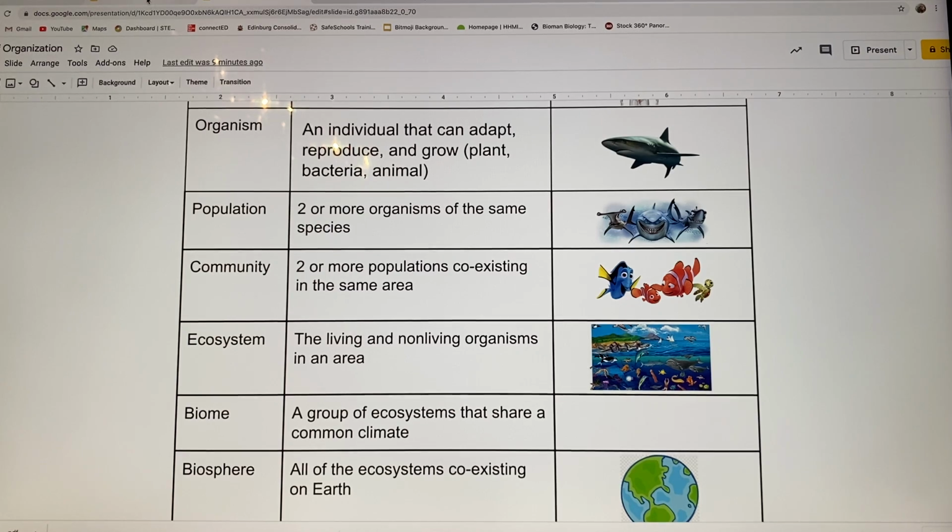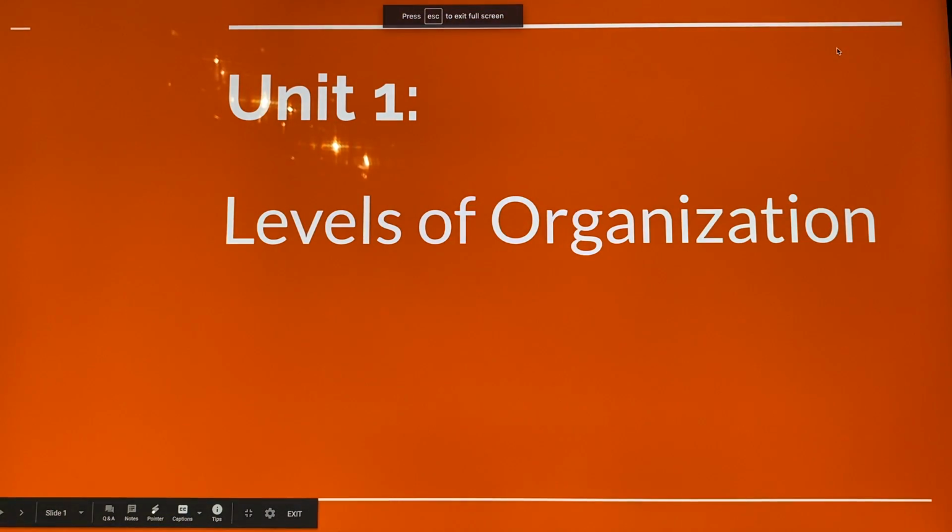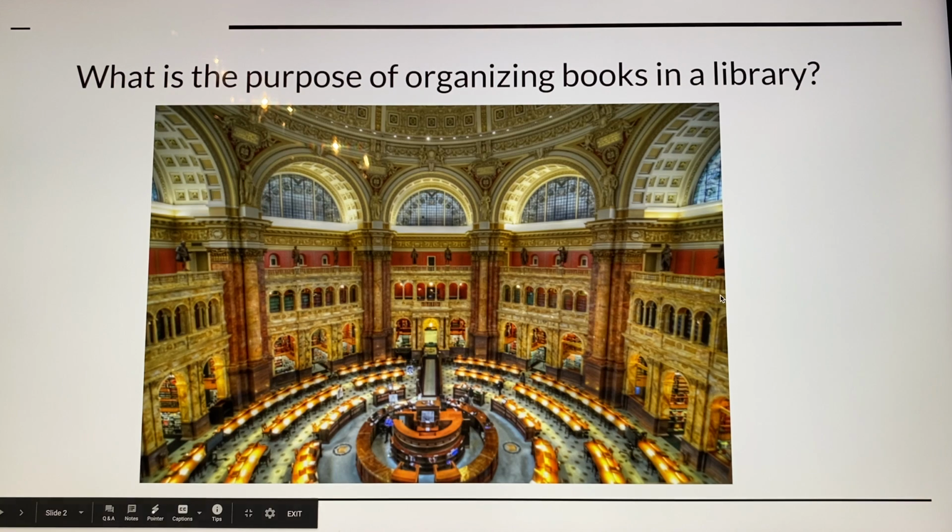All right, so we're going to move on to a little PowerPoint here. These are the levels of organization. What is the purpose of organizing books in a library? There's always an organization when you think of it. In nature, there's a balance. I want you to think about that, and I'm going to ask you what you think it is.